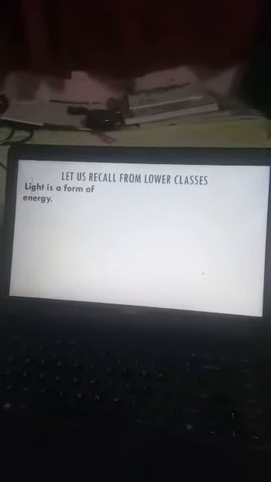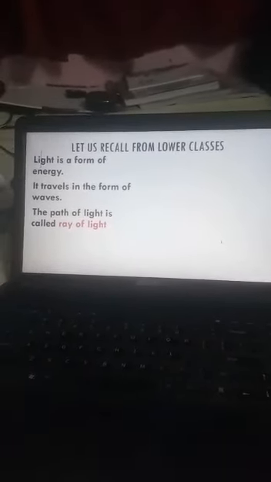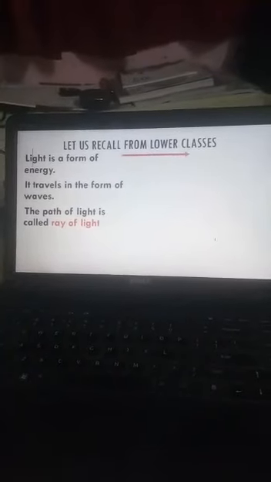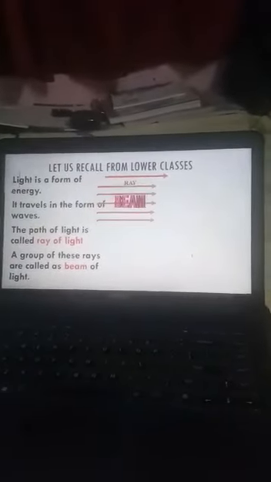And here, first of all, you have to recall from the lower classes. We know very well light is a form of energy, and the light travels in the form of waves, and the path of the light is called as a ray of light. Here you are seeing the ray of light, and the collection or group of these rays are called as beam of light. Here you are seeing a beam.